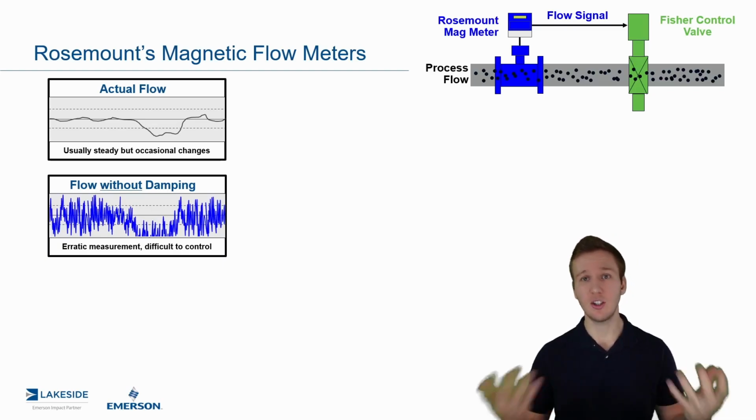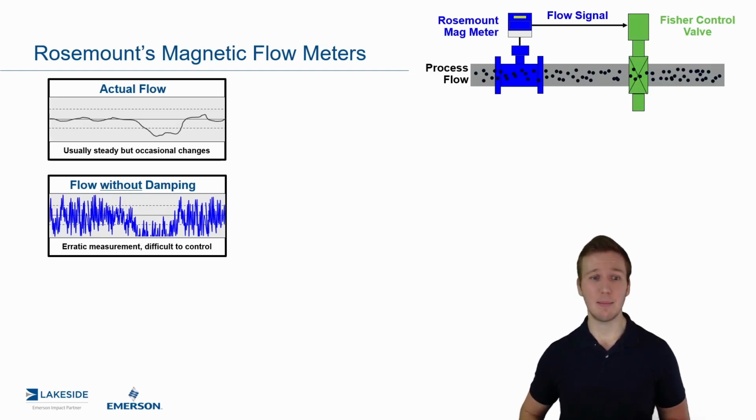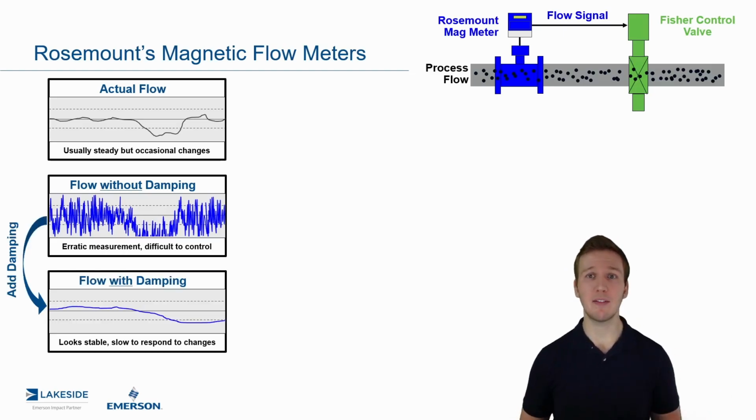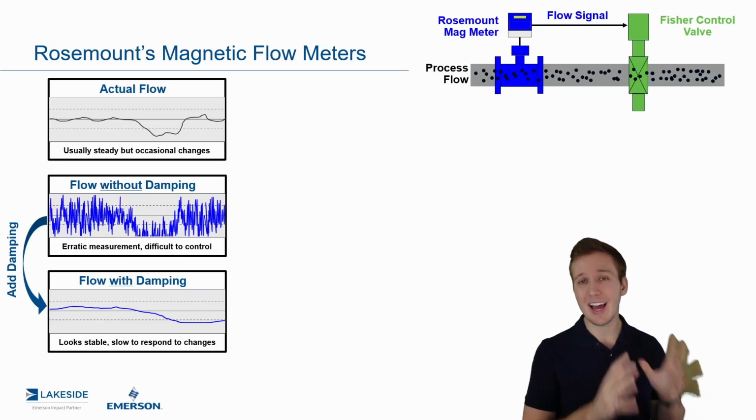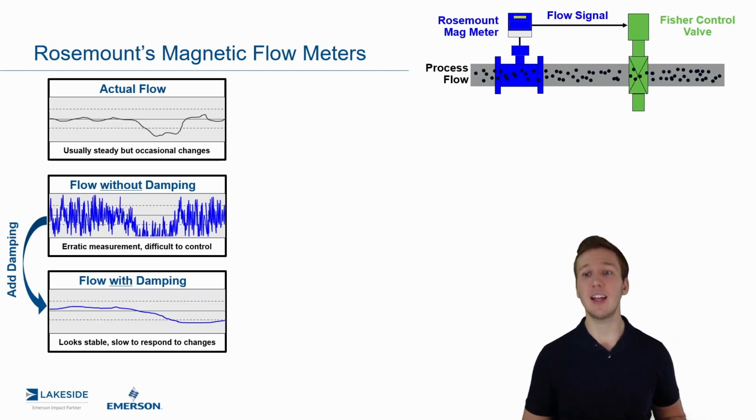So traditionally, we thought to dampen this, right? Let's add a 2, 3, maybe a 4-second dampening, which is really just like taking an average. And now we have a nice stable measurement that we can then use as the input to control this valve. The challenge is we've added a delay in this measurement.